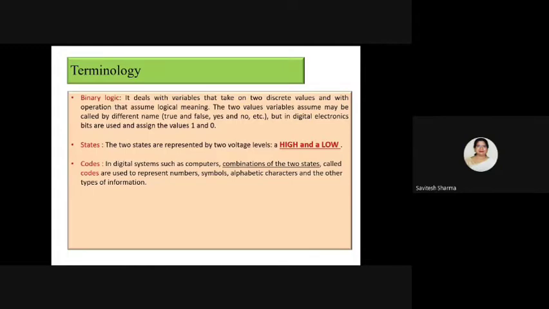Please mute yourself. If you have any query, you can unmute. Okay. Any query? Is there any query?